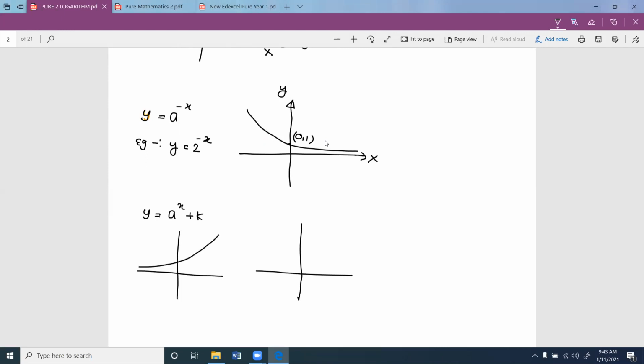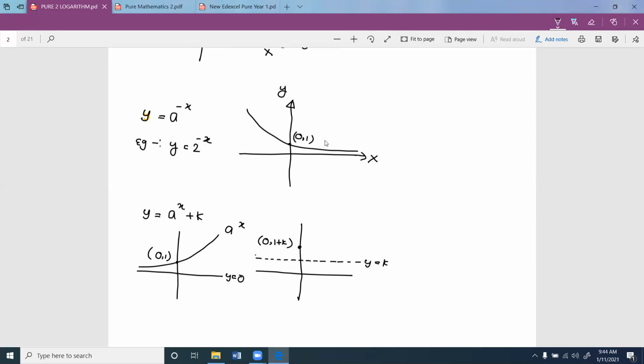The basic a to the power x graph is like this. So this point is (0, 1). What is the axis of asymptote? The axis of asymptote is y equals 0. Then if it is a to the power x plus k, the entire graph shifts k units up. Therefore, this (0, 1) turns up to where? It will travel up to (0, 1 plus k). It increases by k units. And this axis of asymptote y equals 0 turns to how much? y equals k.